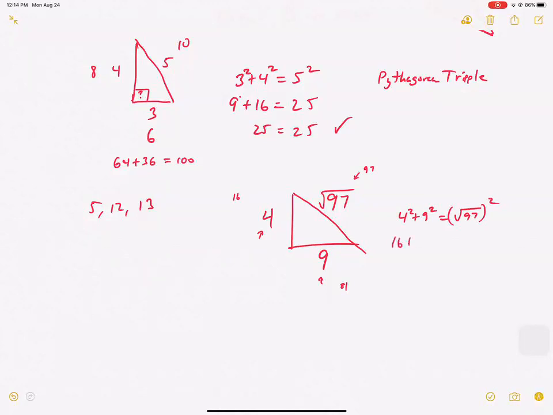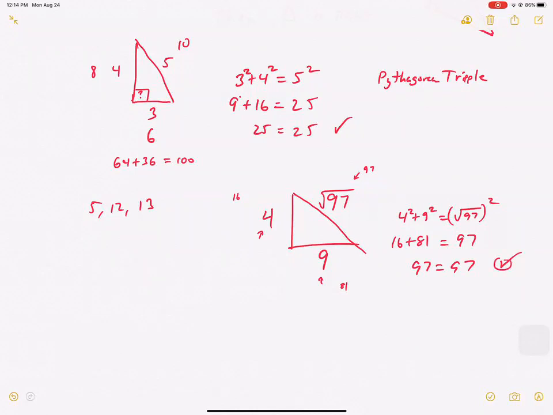So 16 plus 81, does that equal 97? 4 times 4, 9 times 9, the square root of 97 squared is just 97. And this becomes 97 equals 97. Yep, that's a right triangle.